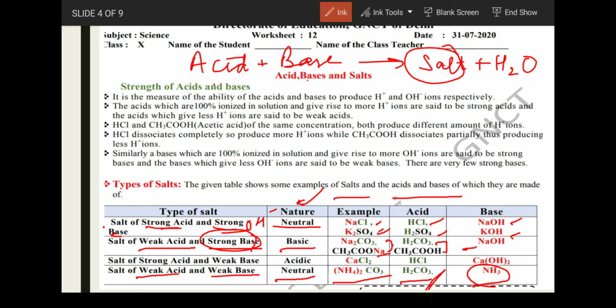Now the salts of a strong acid and a weak base. As we can see here, the acid is strong, so the production of H ions will be more. If more H ions are produced in any solution, then the solution will definitely be acidic in nature, so the salt will be acidic. The example here is calcium fluoride, composed of the acid HCl and calcium hydroxide.